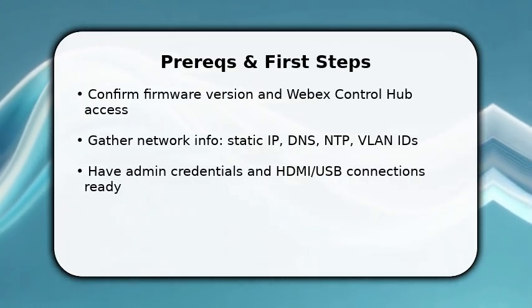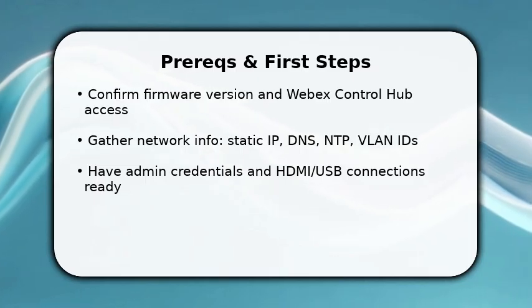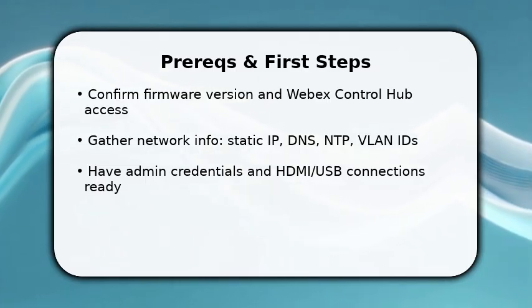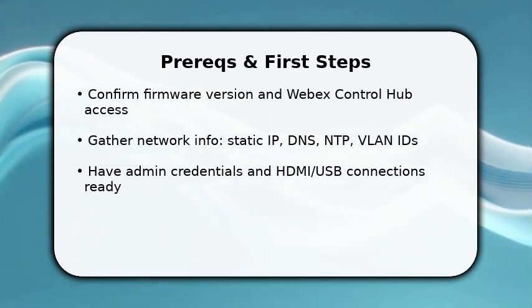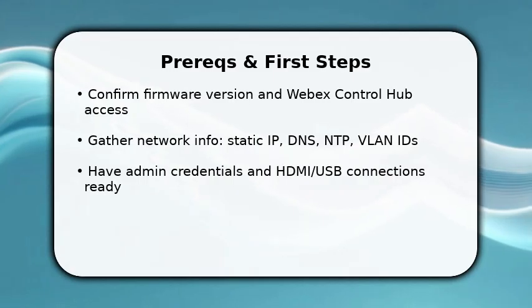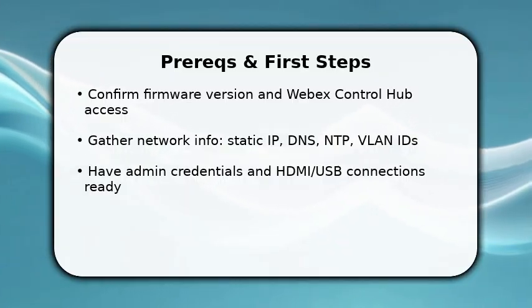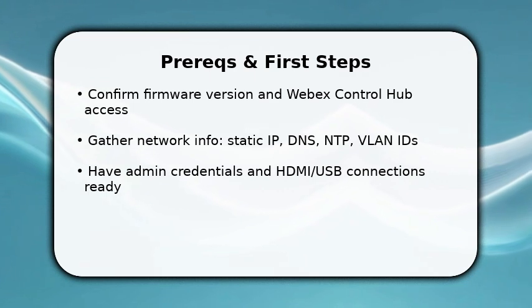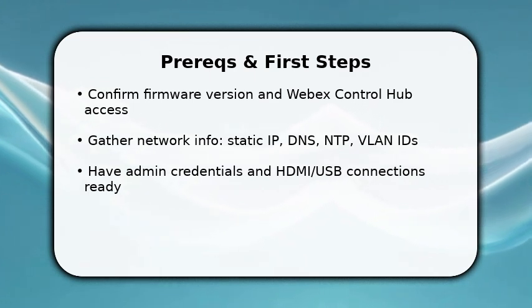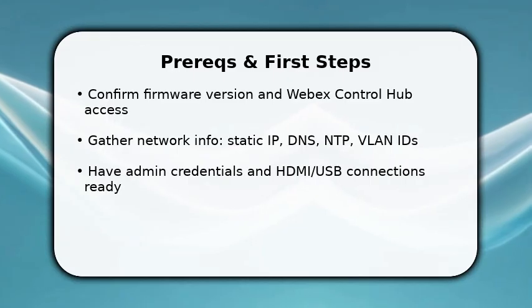Next, make sure network settings, static IP, DNS, NTP, and VLAN ID are documented because they affect call routing and security. Once done, power on the device and connect HDMI, USB, and camera to confirm hardware is detected. Make sure you have admin credentials at hand so you can complete initial configuration without interruptions.